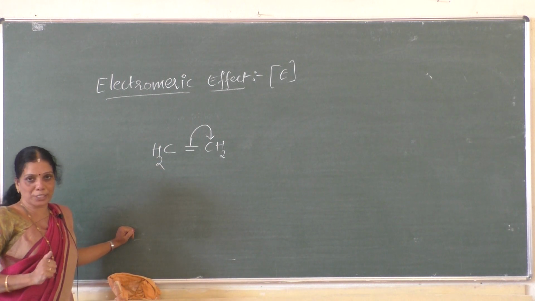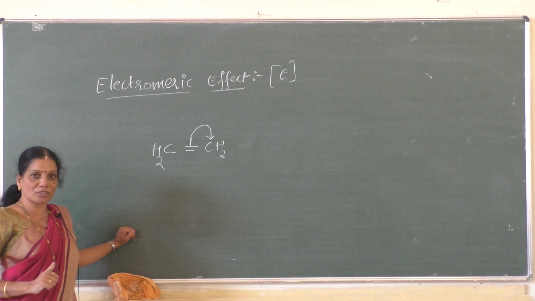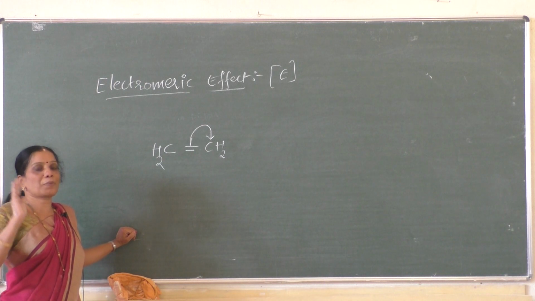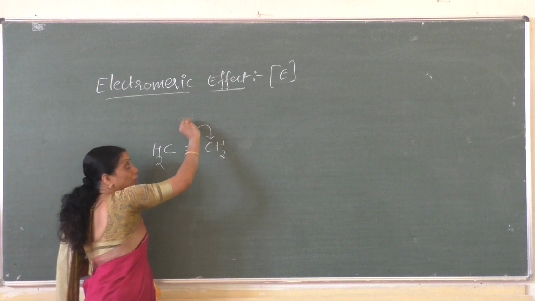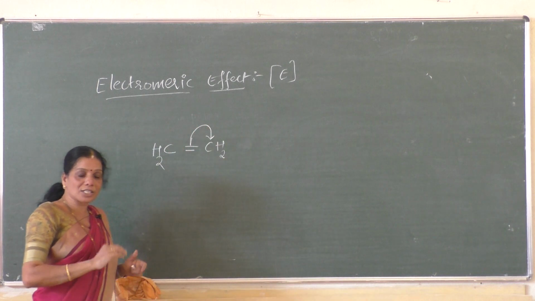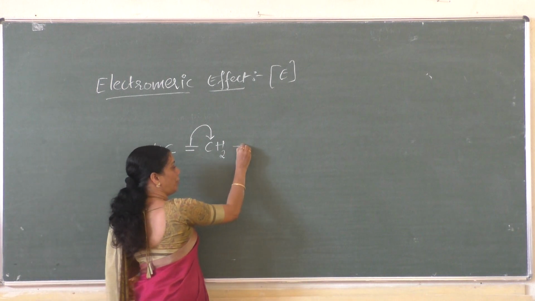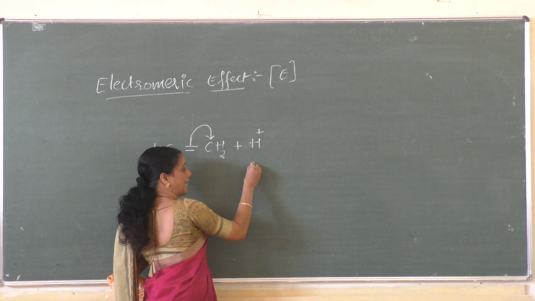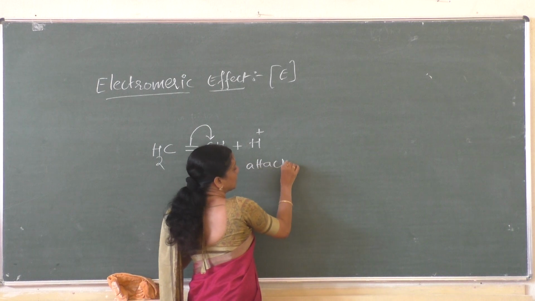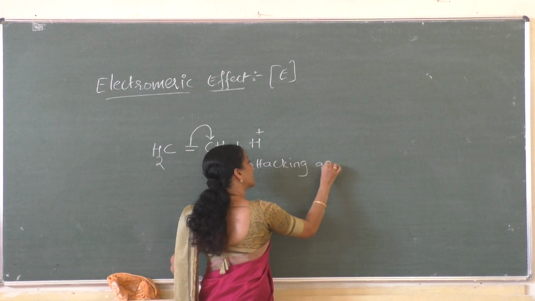How does this shift take place? How does this transfer of electrons take place? It doesn't take place as such. The pi electron gets shifted to any one of the atoms involved in the multiple bond only under the influence of an attacking agent. Under the influence of what? Attacking agent.